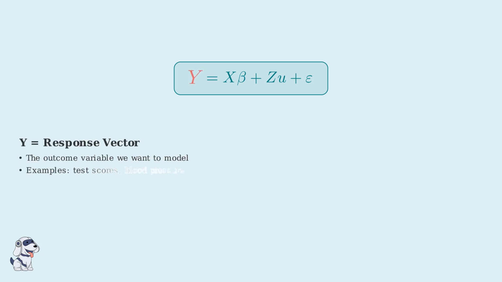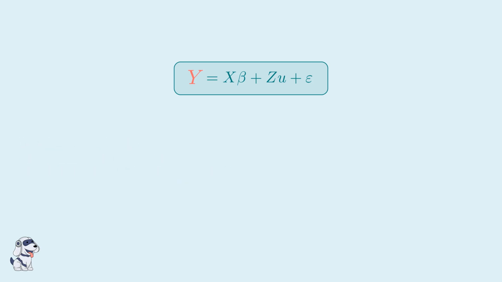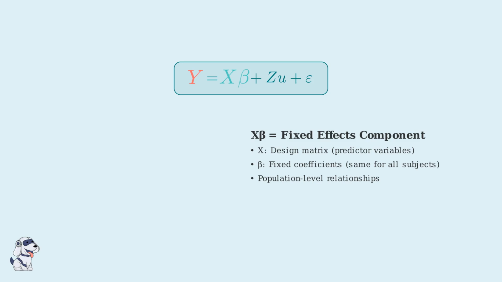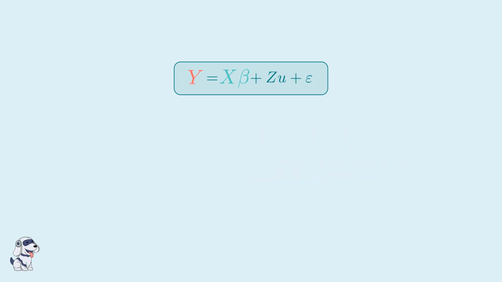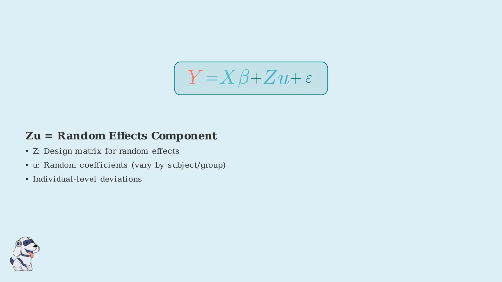Y represents our response vector, the outcome variable we want to predict or explain. This could be test scores, blood pressure measurements, or any continuous variable we're studying. Xβ represents the fixed effects component. X is our design matrix containing predictor variables, while β contains the coefficients that are the same across all subjects in our population. Zu represents the random effects component.